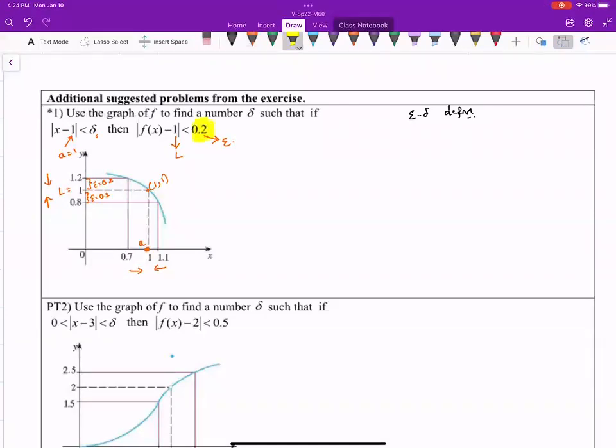This is epsilon on the y. In the same way, what is the difference delta on the x is what the question is: how close this x should be to 1. So we see from the picture that you have two differences. From 0.7 to 1, the distance is 1 minus 0.7, which is equal to 0.3.